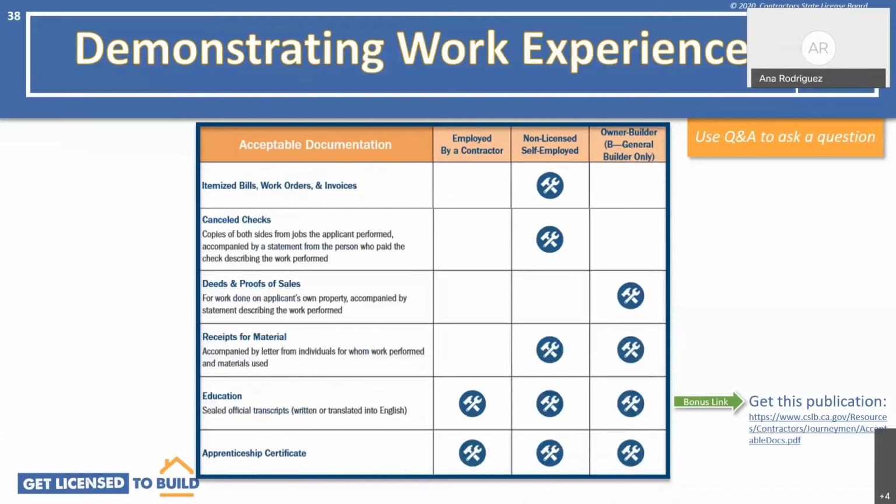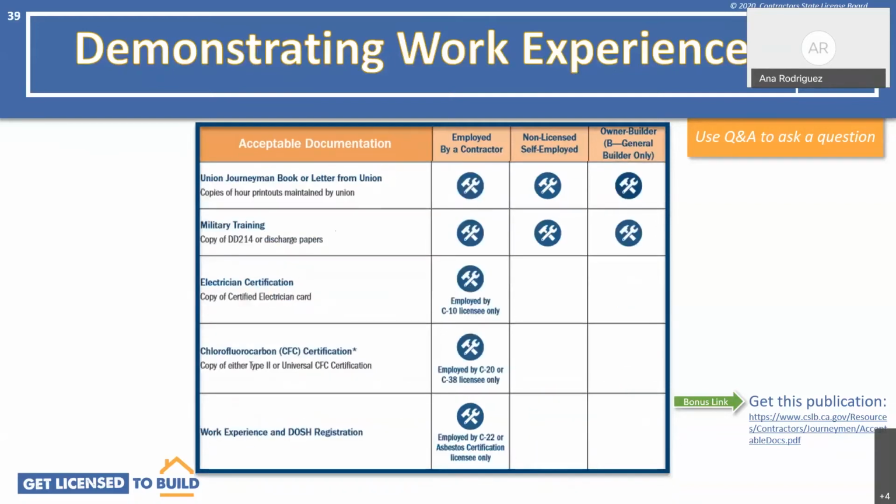Here's the next page of acceptable documentation. Again, if you click on the link to view, you can print this publication. Here's the final page of acceptable documentation. If you do not have this information readily available, you may want to begin to gather it now, just in case you were asked to provide it in the future.